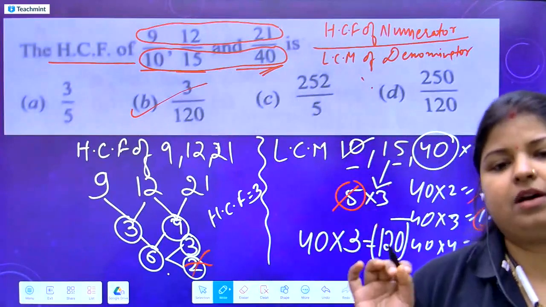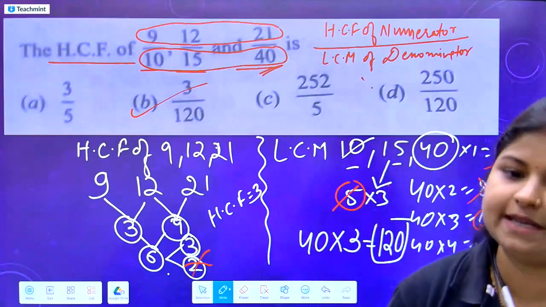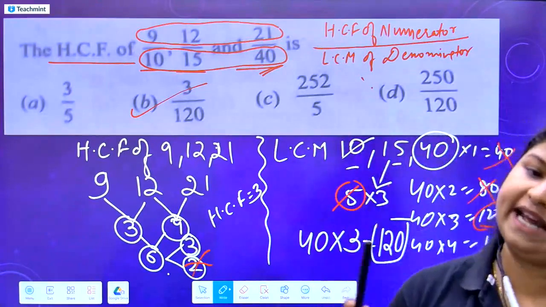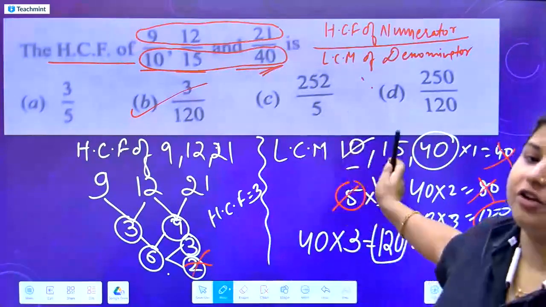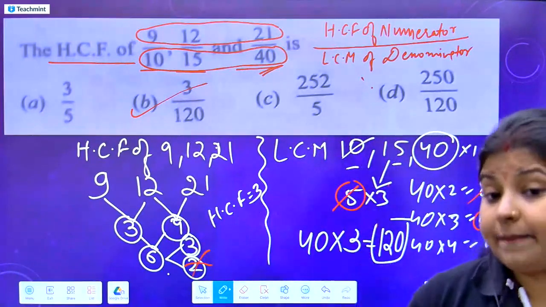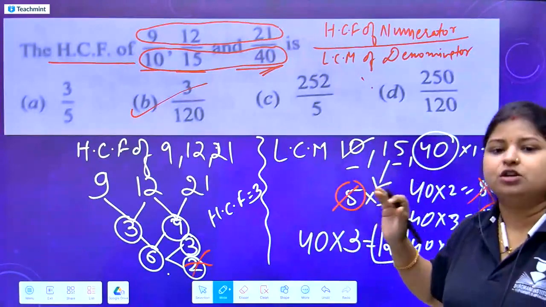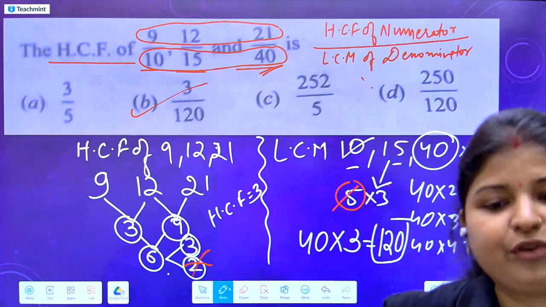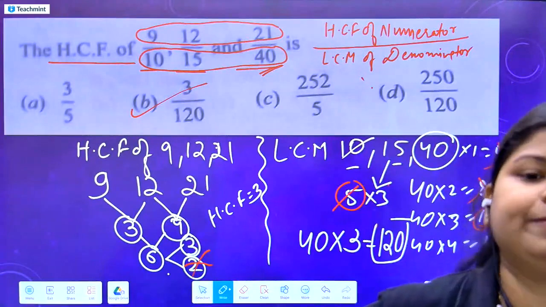And if you remember the last class of LCM, we learned that the largest number is the LCM. And here 40 should have been our LCM if it was divisible by 10 and 15 both. 40 is divisible by 10 and not by 15. That's why we have to multiply 40 with such a number so that it becomes divisible by 15. So 40 into 3, we get 120, and 120 is divisible by 15. That's why my LCM will be 120. Got it, everyone?